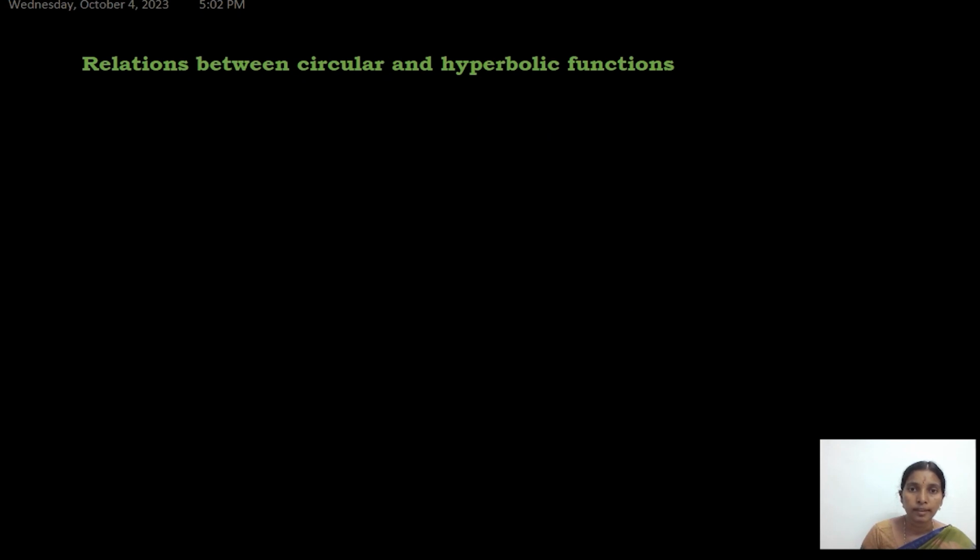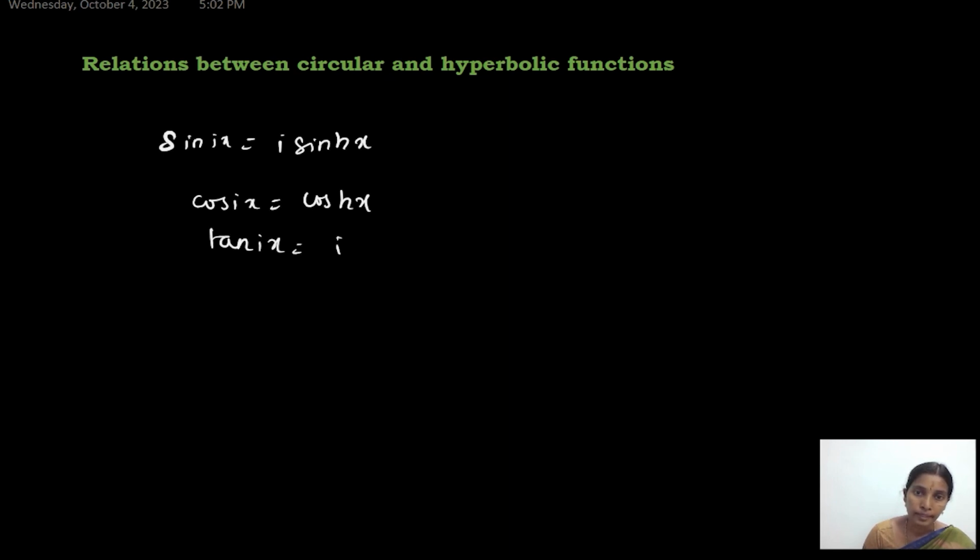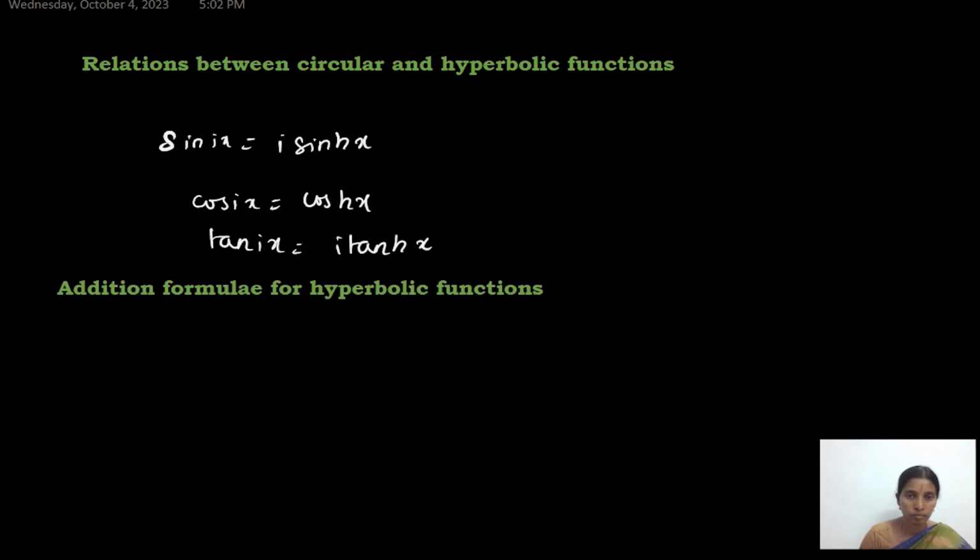Next we see the relation between circular and hyperbolic functions. In that, sin ix = i sinh x, cos ix = cosh x, tan ix = i tanh x. Next we see some addition formulas for hyperbolic functions.